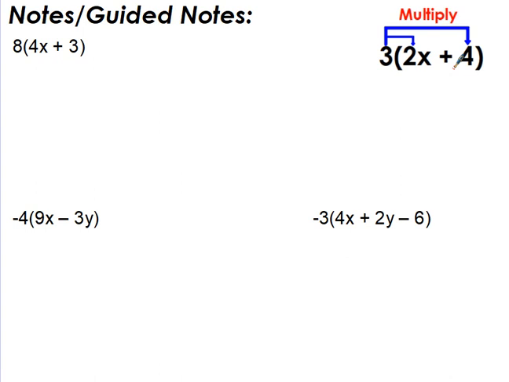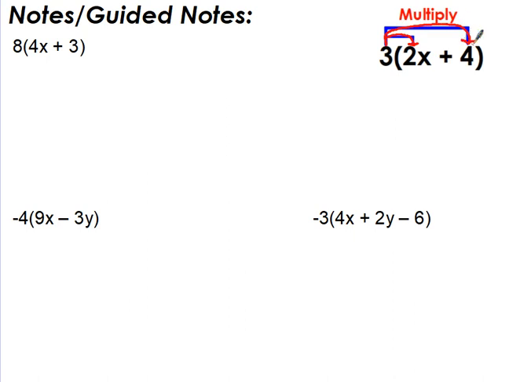So this is 3 times, there's no sign in between the 3 and the parentheses, so this is 3 times everything inside the parentheses. So what we do is we're actually going to do that. We're going to take the 3 and multiply it by the 2. We're going to take the 3 and multiply it by the 4. You're going to do 3 times everything inside the parentheses.